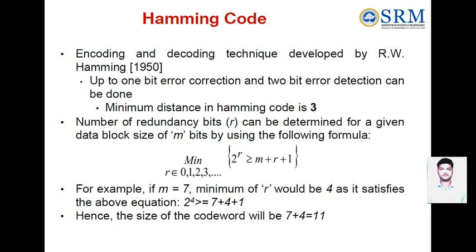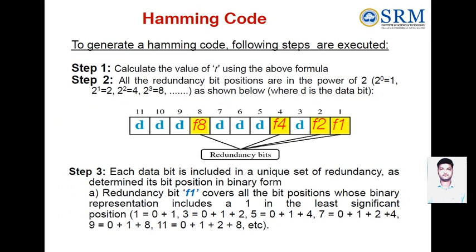For example, if the number of data bits is 7, n equals 7, the minimum value of r will be 4 according to the inequality. If we increase r to 5, 6, the inequality will still be satisfied, but the complexity will also increase, so we will take the minimum value. We will follow some steps to generate Hamming code using the above formula.